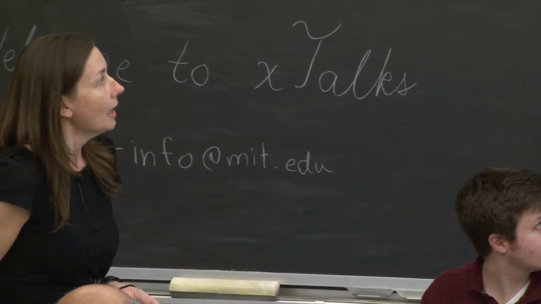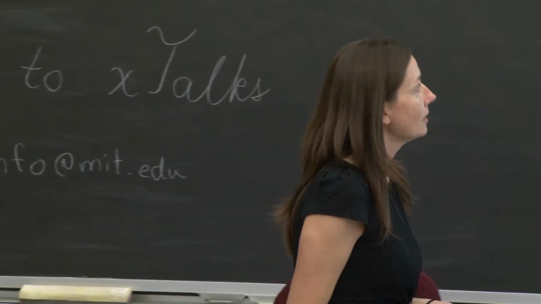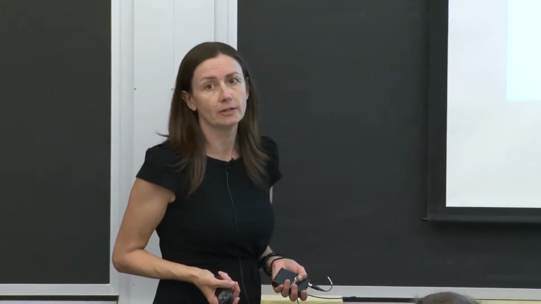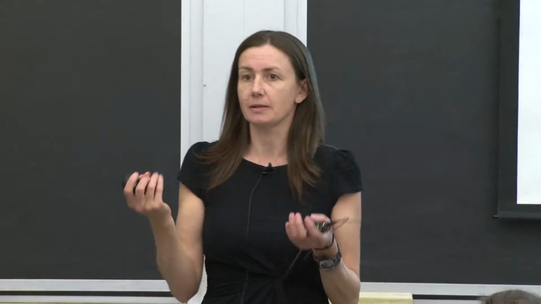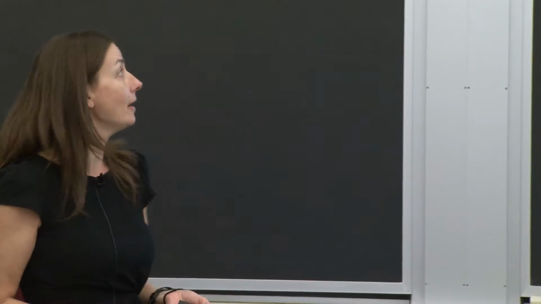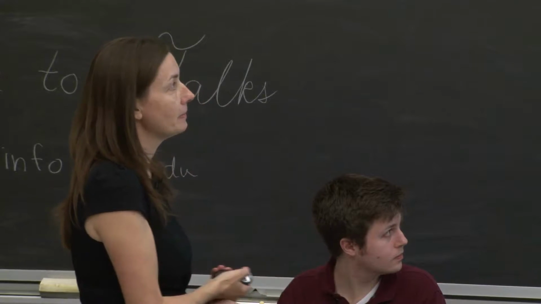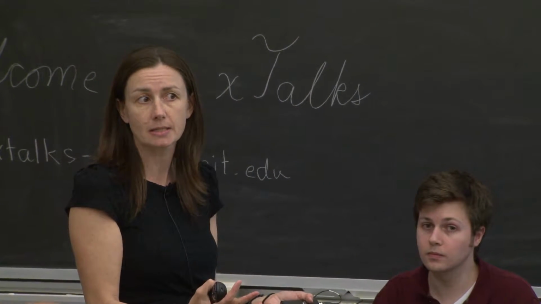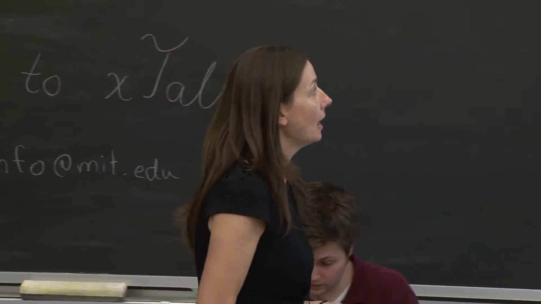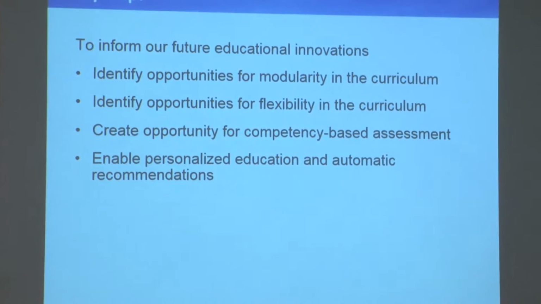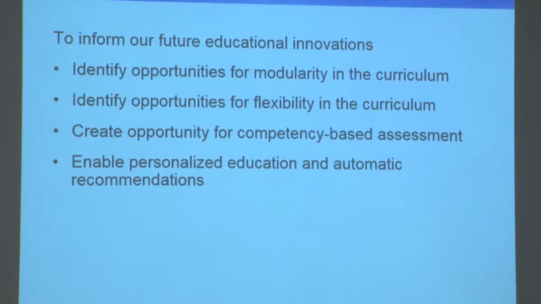To inform our future educational innovations, and I'll talk a little about this when I show you what we've done in AeroAstro, before we start thinking about the future, we should understand what is the present, what do we have. Once we understand the different pieces, we can do things like identify where modularity already naturally exists, and it's a matter of just exploiting it, as well as new opportunities. Where are the opportunities for flexibility? Where are there pieces that don't rely on each other, where you could offer flexibility, say, in timing of taking a class for a student?